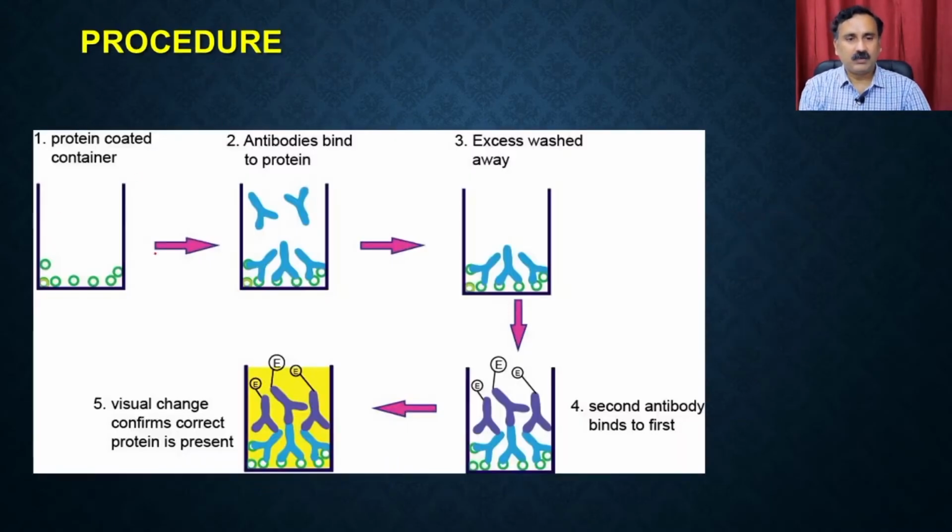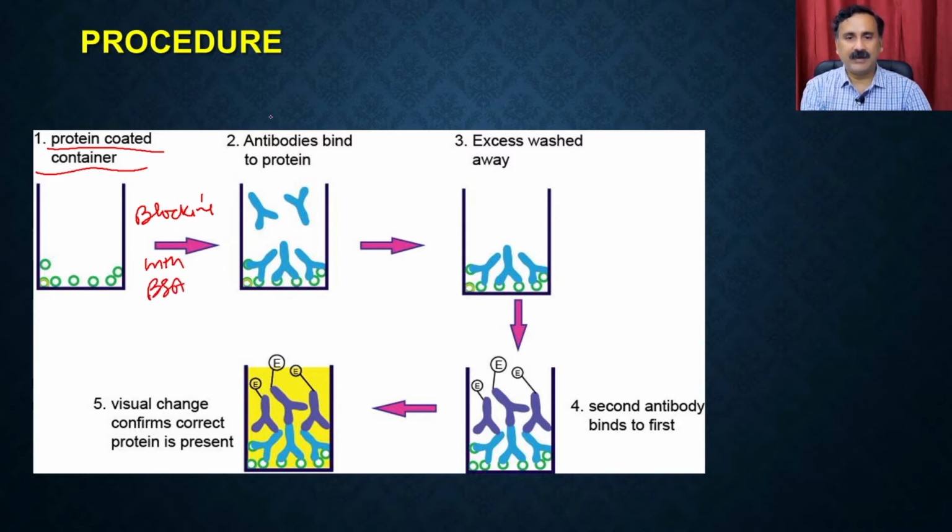This is what you are going to do as per the procedure. First, you are going to take the well and coat the protein of your interest, or the antigen against which you are interested to measure the antibodies. So you are going to make the coat. Then you are going to do the blocking with the blocking buffer which contains the BSA, and that's how all the areas are going to be blocked.